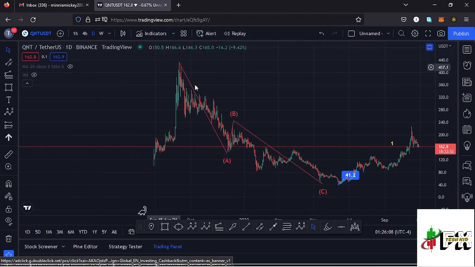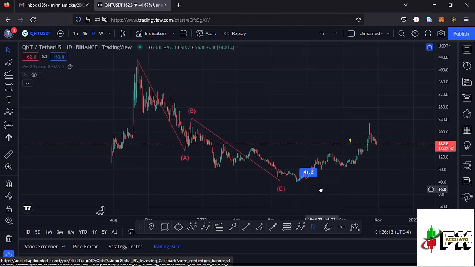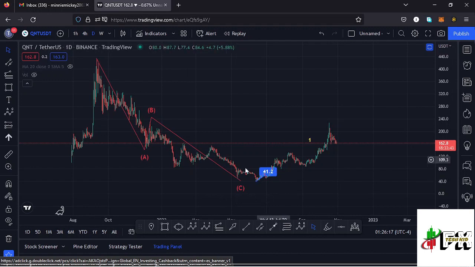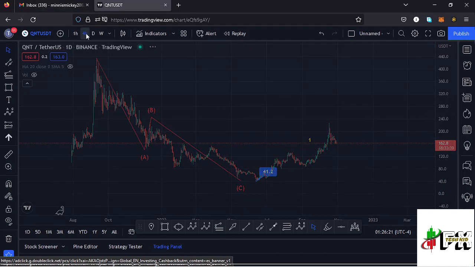Quantum from the all-time high has been seeing no prices in this massive ABC corrective movement, which has now taken us back to around the $41.2 mark. And after seeing that low, we have been seeing a very nice bounce to the upper side in the movement that has been obeying the Elliott wave structures.